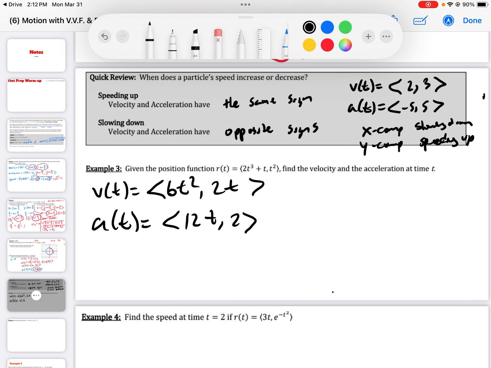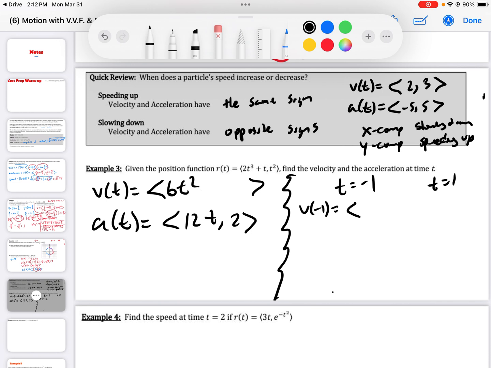So what I want to do is add something to this. I'm going to say when t is -1, is it speeding up or slowing down? And when t is 1, is it speeding up or slowing down? So this is kind of extra. I've added this. So velocity at -1, let's plug in -1. What would that be? Oh, I forgot the +1 here.